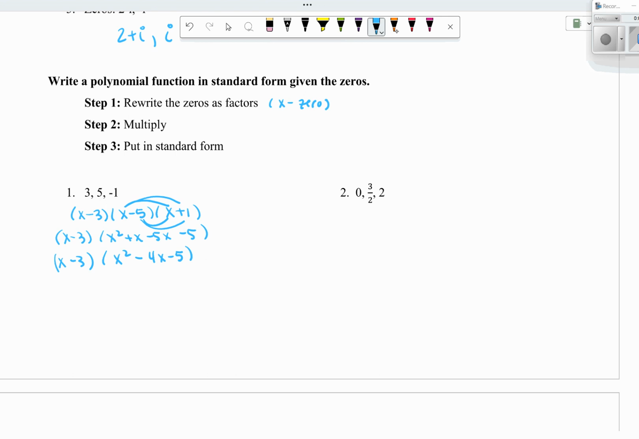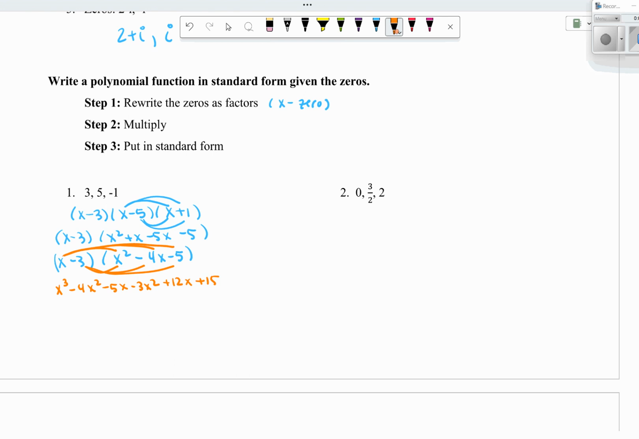Now we're going to multiply our binomial times trinomial, so we have to multiply x times all these terms. That would be x cubed minus 4x squared minus 5x, and then the 3 gets multiplied by all the terms, so minus 3x squared plus 12x, and then plus 15. And now we just need to combine our like terms.